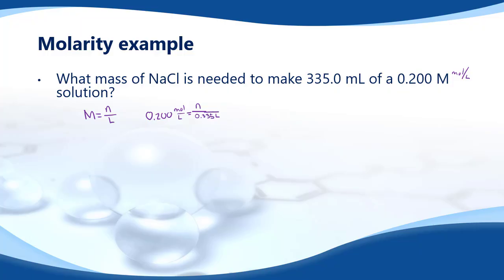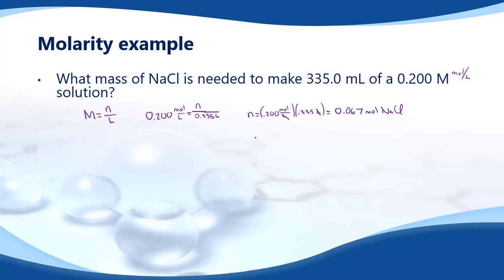From here, all we do is we just solve. I want N by itself, so N is going to equal 0.200 mole per liter times 0.335 liters. Liters cancels out. And we're going to wind up with 0.067 moles of NaCl. So that's how many moles we need to make the solution.